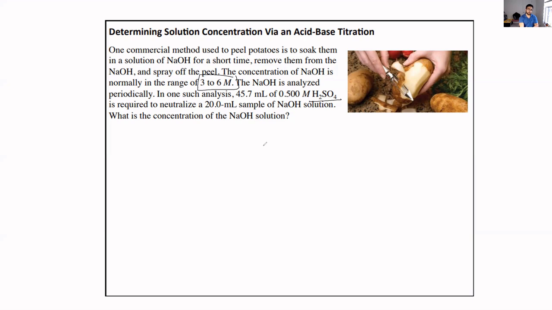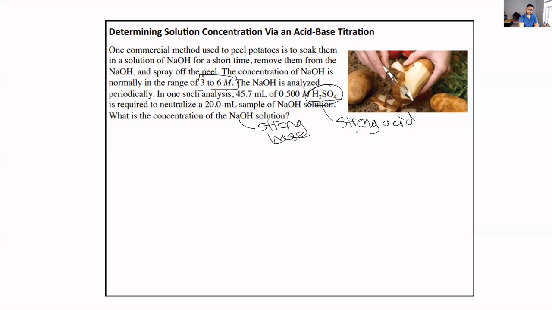Well, and this is the part where you'll need to memorize what strong acids and strong bases are compared to weak acids and weak bases. You'll be told what you'll need to have to memorize. But here, this is a strong acid. Sulfuric acid is a strong acid. And NaOH is a strong base. Okay, so we've got that figured out.